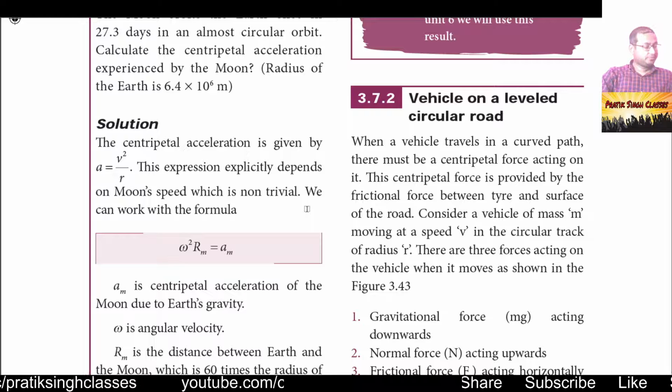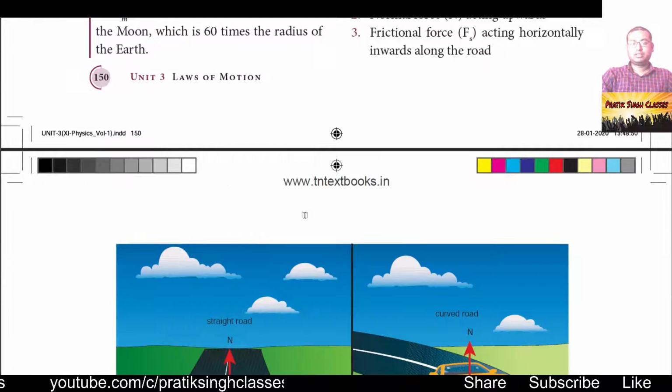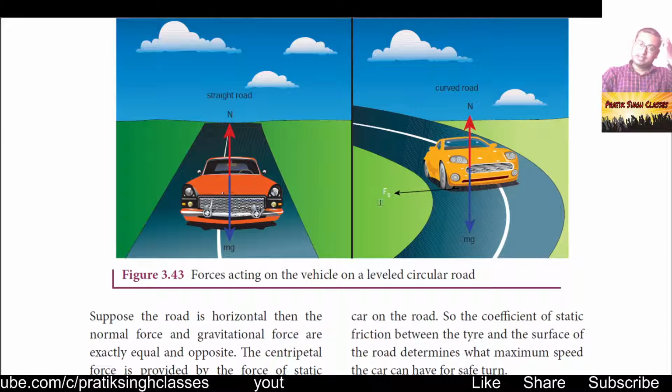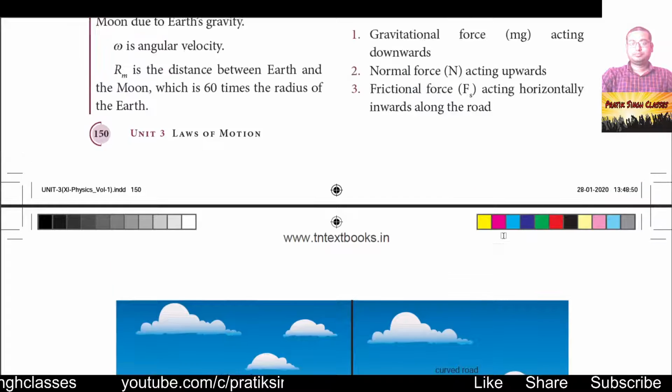Okay, then section 3.7.2, that is vehicles on a level circular road. So here you can see in this yellow color car in the second figure, the vehicle is moving on a path which is lying perfectly horizontal and is curved towards the right hand side, so its center will be towards the left hand side, and the friction acting on this car is towards the center at the left hand side. And that will be because of friction between the tires and the road.